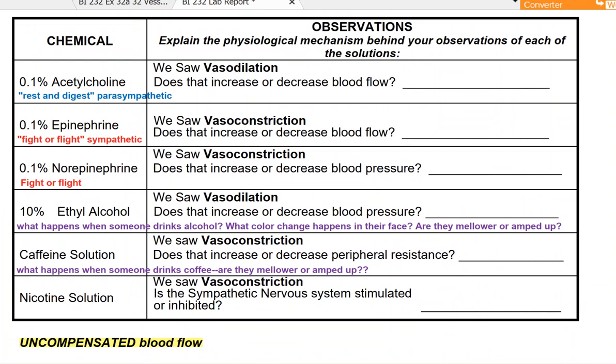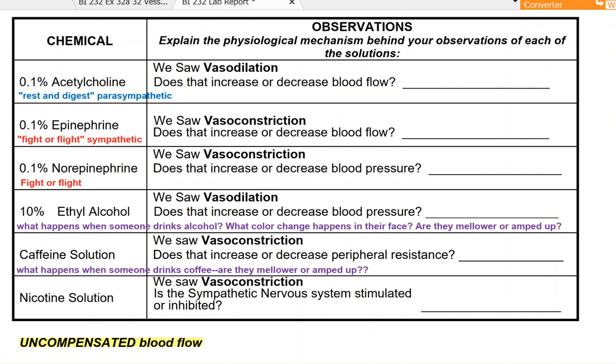What we're doing in this experiment basically is we're looking at these three naturally occurring neurotransmitters or hormones, and then looking at what effect they have on vasodilation and vasoconstriction. Acetylcholine is the rest and digest hormone. We have ACH receptors all over our body. And then epinephrine and norepinephrine are our fight or flight chemicals.